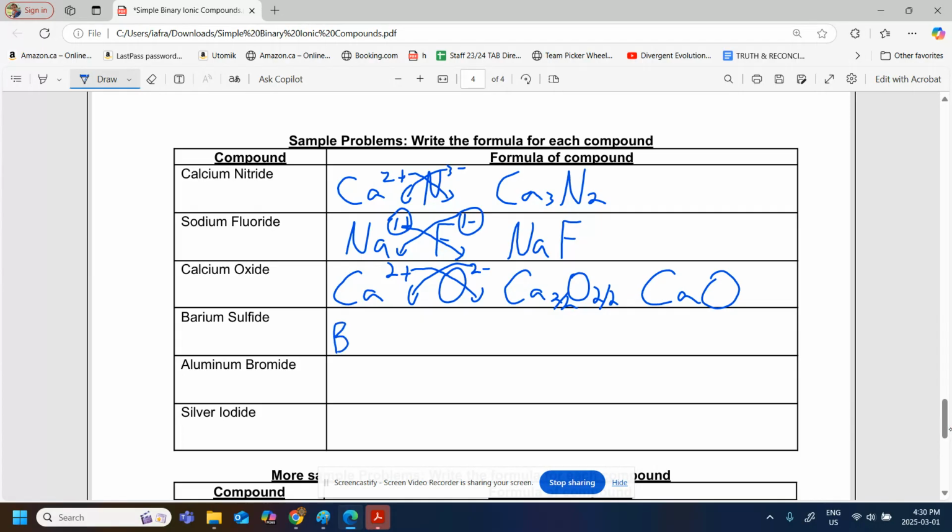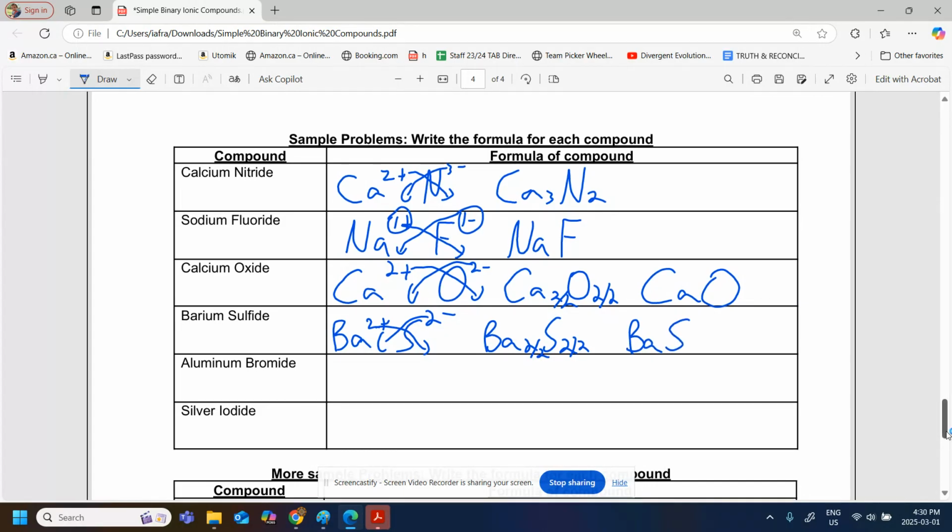Barium sulfide is similar to calcium oxide. Barium is 2 plus. S is 2 minus. When you crisscross, you would have got Ba2S2. You would have had to reduce here. Again, if you did charge balancing, it would have been taken care of for you already. And you would get BaS, Ba1, S1. You don't have to write the 1s.